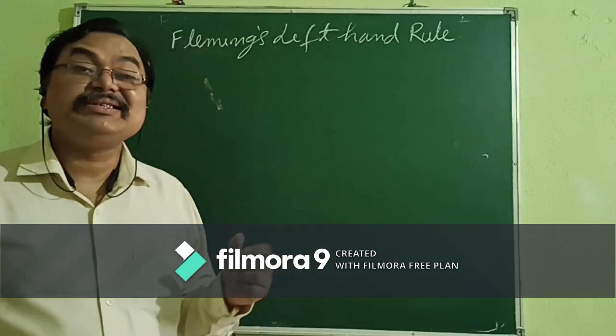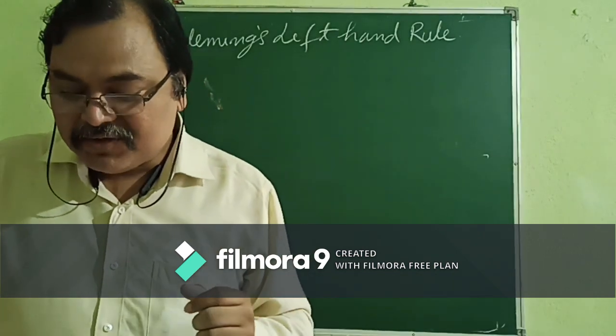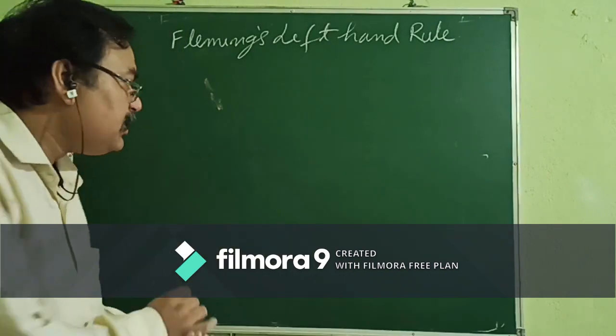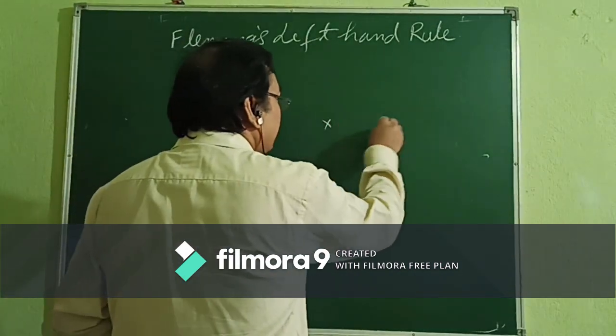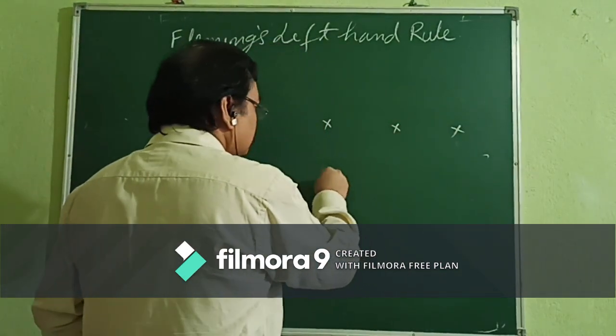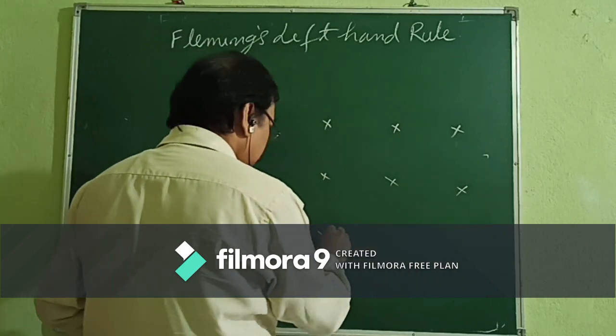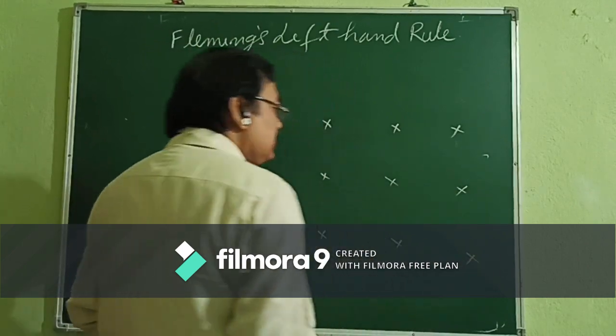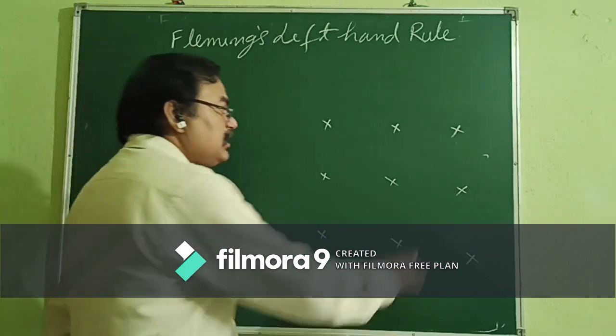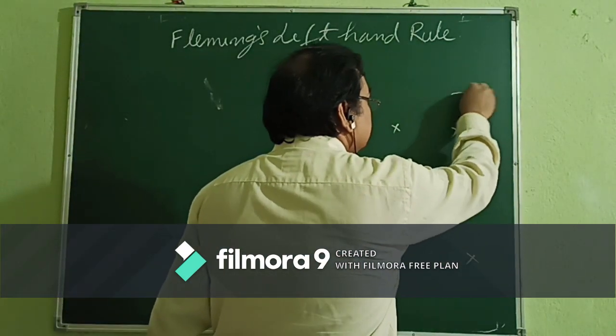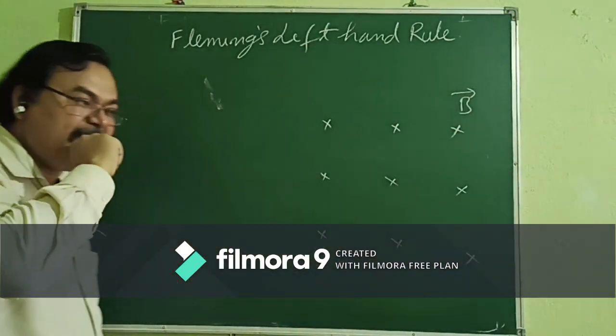Now, how it is used, that we are going to discuss with the help of a situation. Suppose here is a magnetic field. What does this direction indicate? Let me tell you first. This is indicating the direction of magnetic field B.